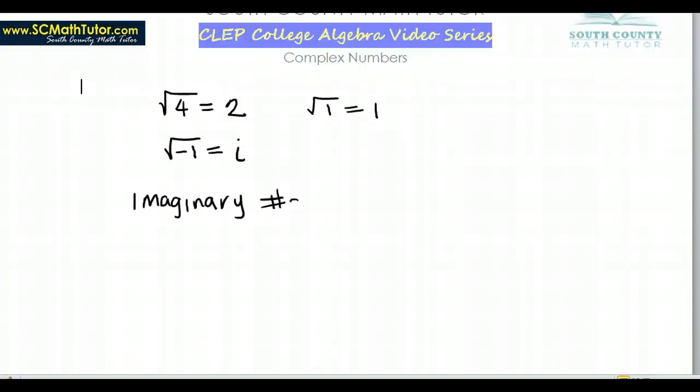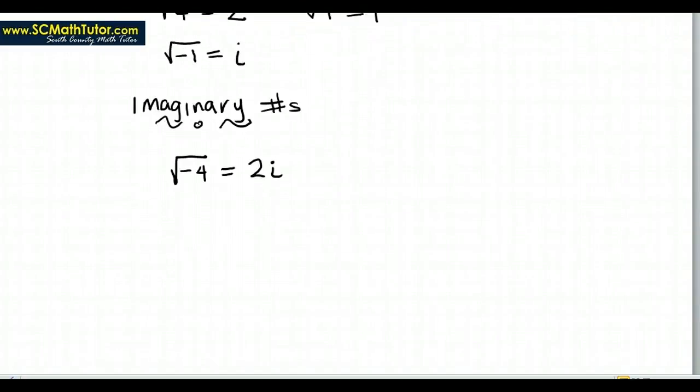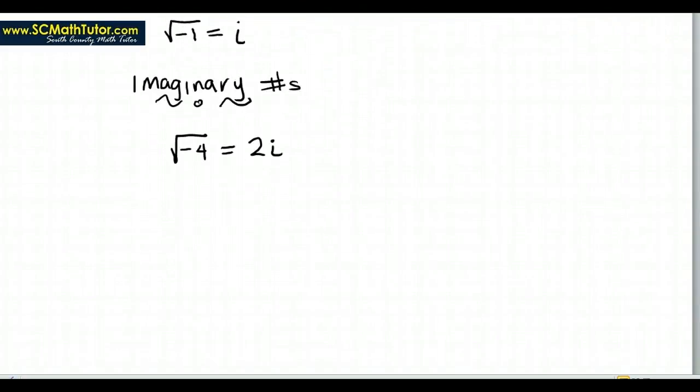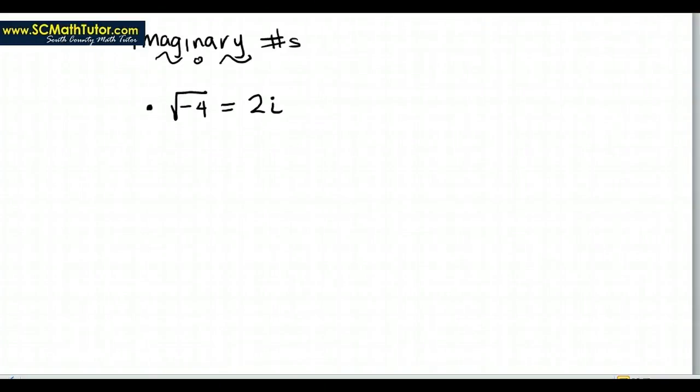Imaginary numbers are numbers that we created so that we can have square roots of negative numbers. So from now on, if you have something like the square root of negative 4, well, that is 2i. So the i is used to define the negative inside the radical. All right, so let's talk about powers of i.